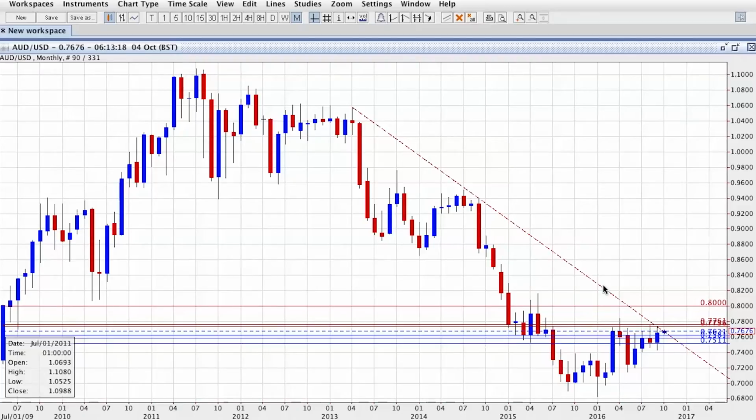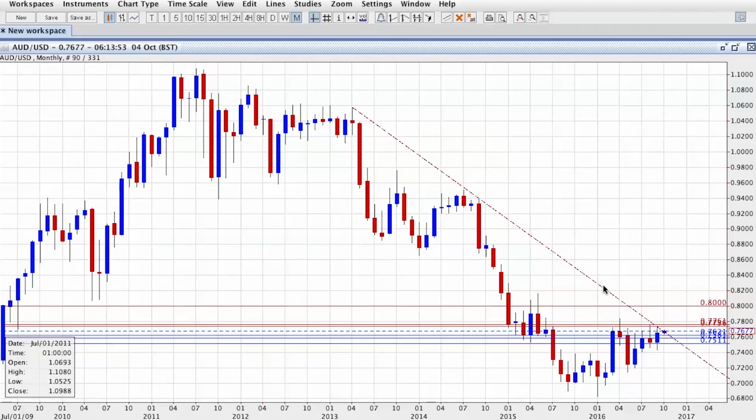It did put in a bullish close in September. It managed to close the month around 76.55. We're currently sitting around 76.77 now, having been as high as 76.90 today in trading. We did have a spike up on the RBA, no change in the interest rate there, and no real change in their policy. So we did have a minor spike up on the fact that they didn't cut rates, but we've fallen back down slightly, and we're currently sitting just above where we closed on Monday.